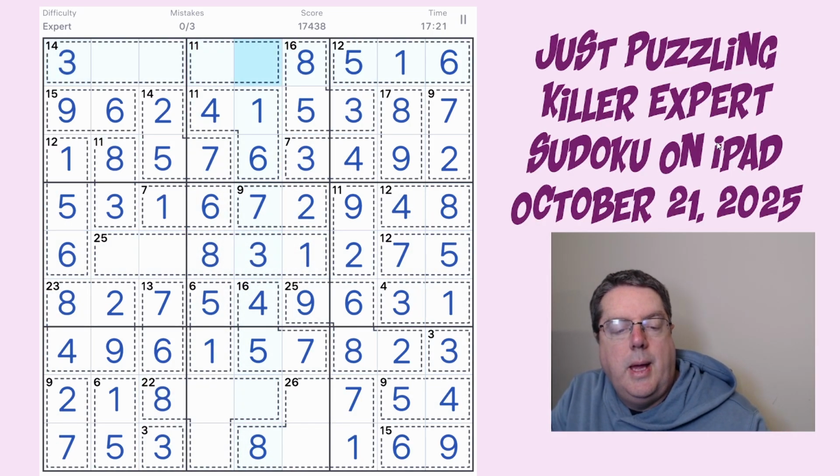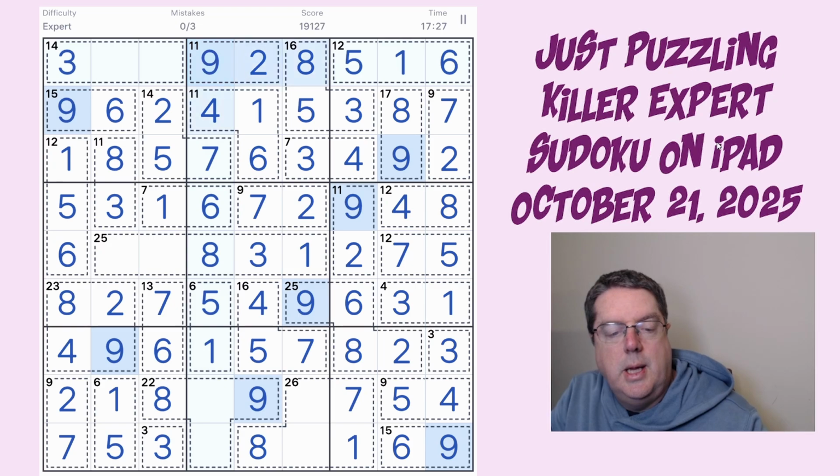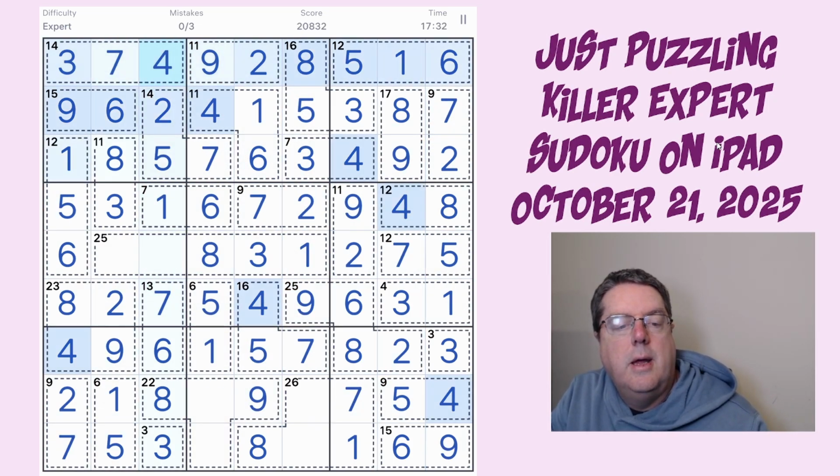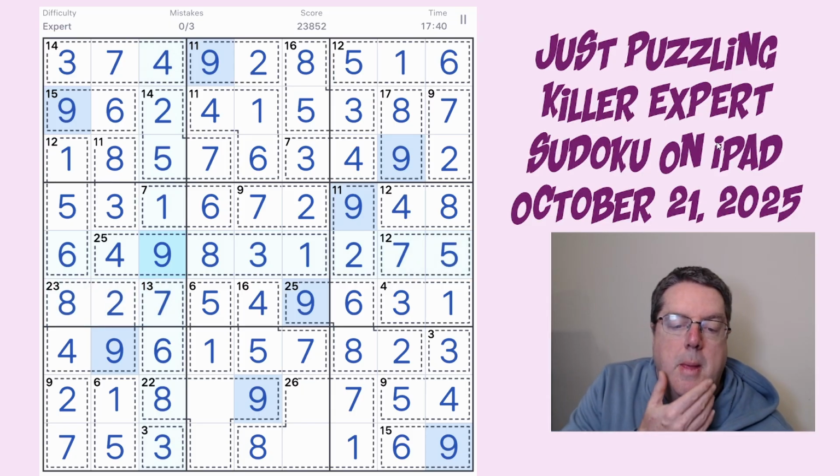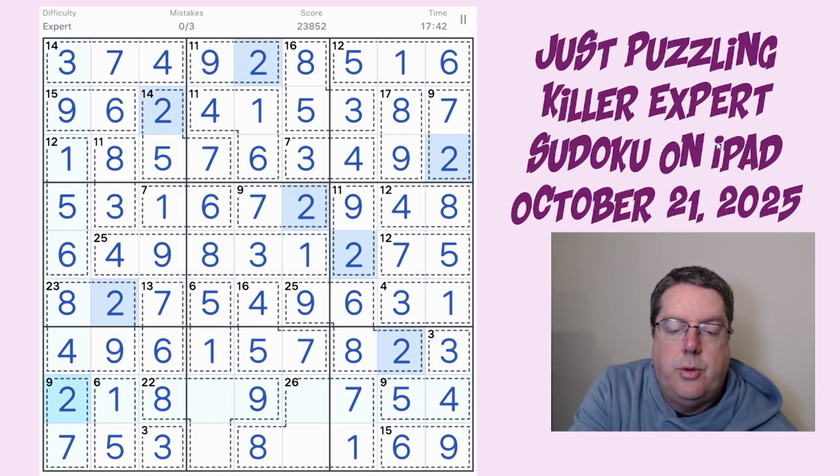2 and 9 up there. 2 can't be there, so this has got to be the 9. This has got to be the 2, leaving this to be the 9 here. 7 can't be there, so 7 is there and 4 is there. 1, 2, 3, 4, 5, 6, 7, 8, 9. So 9 is there. Alright, so 1, 2 can't be there, 2 can't be there.